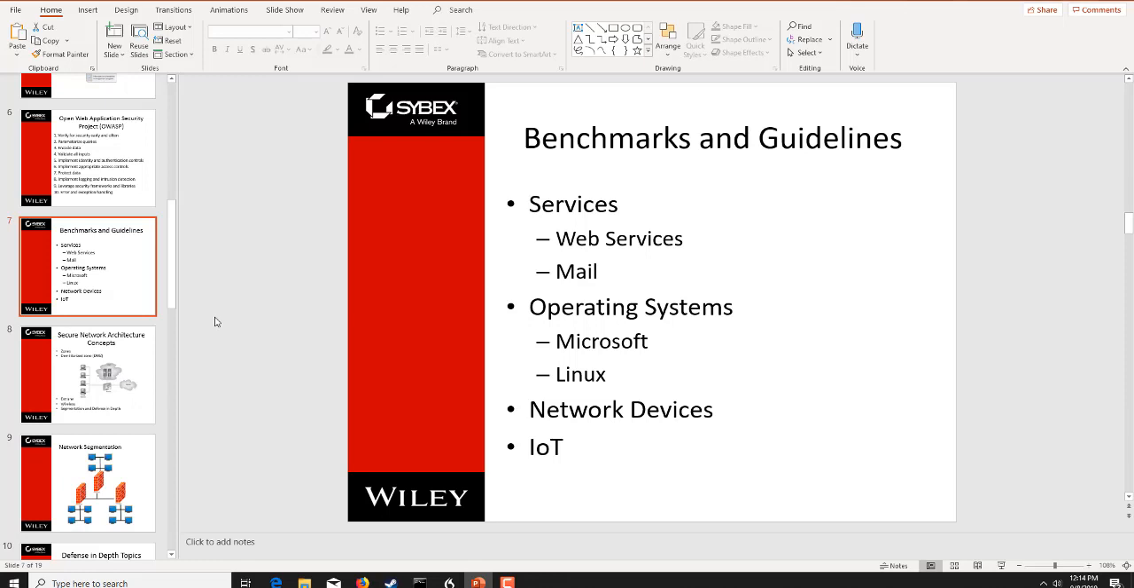Network devices, as well as IoT, depend on the manufacturer, whether it's Cisco, HP, Juniper, Dell, Westinghouse, Samsung, ViewSonic, GE, etc. It befalls them to ensure the security controls.